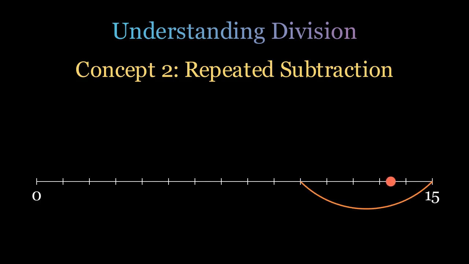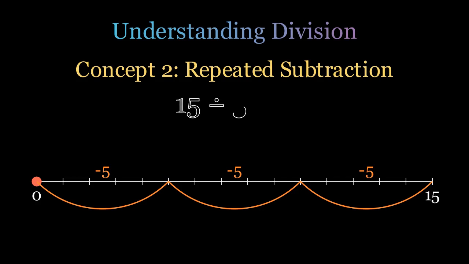Subtract 5. That's jump number 1. Subtract 5. That's jump number 2. Subtract 5. That's jump number 3. We have reached 0. How many jumps did it take? Exactly 3. Therefore, 15 divided by 5 is equal to 3.